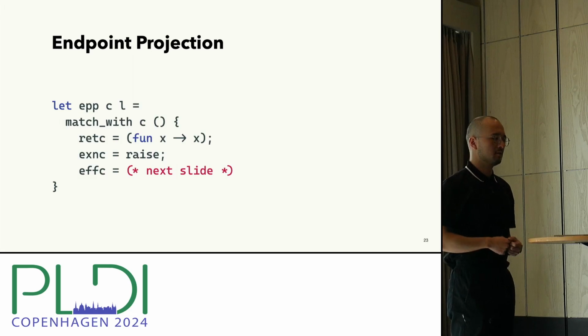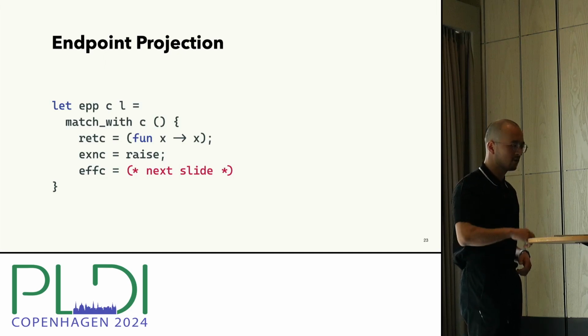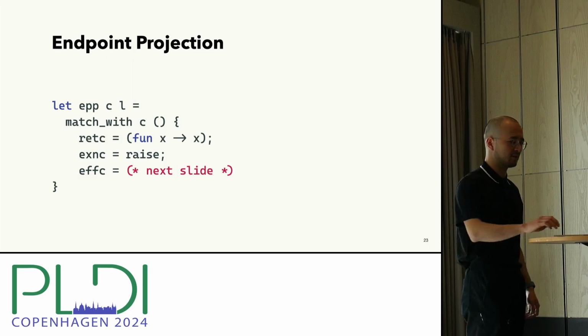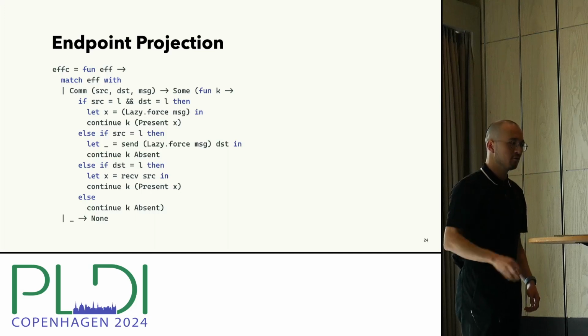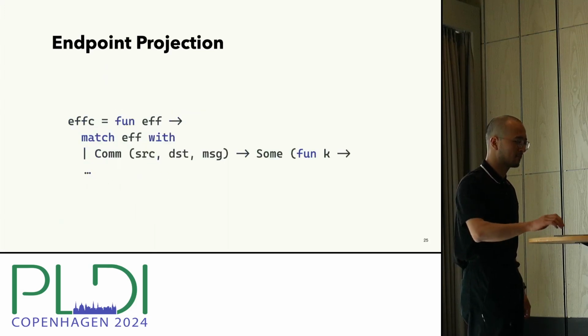Next, we define the endpoint projection function EPP. EPP takes a choreography C and the location L, and the function body is a call to the match with function on C with an effect handler specific for L. For the return case, we simply return the result, and for the exception case, we propagate the exception to the outside. The most interesting part is the effect case. Let's take a close look at them.